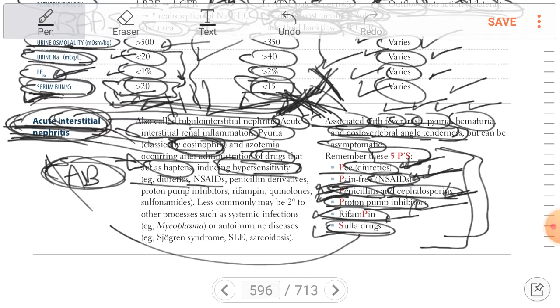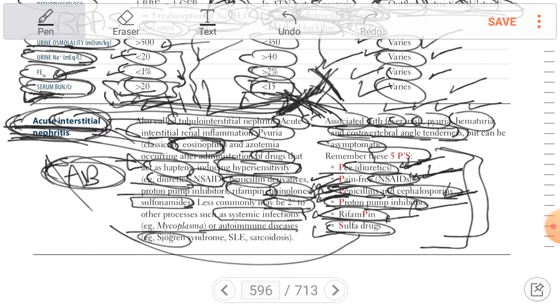So the drugs like what? Diuretics, non-steroidal anti-inflammatory drugs, penicillin, proton pump inhibitor, rifampin, quinolones like ciprofloxacin, levofloxacin, and you have sulfonamide. Less commonly may be due to secondary cause, secondary to what? Systemic infections like mycoplasma or autoimmune disease like Sjogren's syndrome, autoimmune attack for the salivary glands. Systemic lupus erythematosus, there is decrease in C3 and C4, decrease in the complement, and sarcoidosis, there is non-caseating granuloma. So we have a secondary cause to systemic infections, mycoplasma, or autoimmune disease like Sjogren, systemic lupus erythematosus, or sarcoidosis.